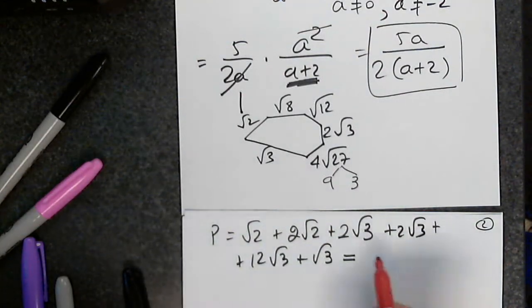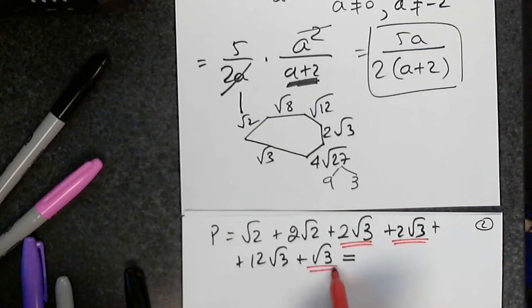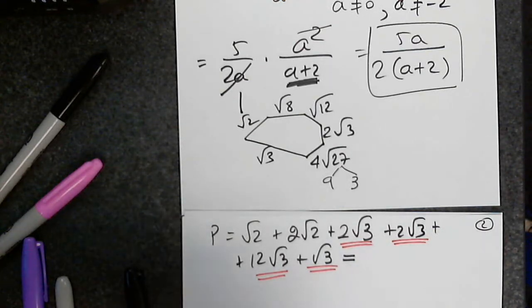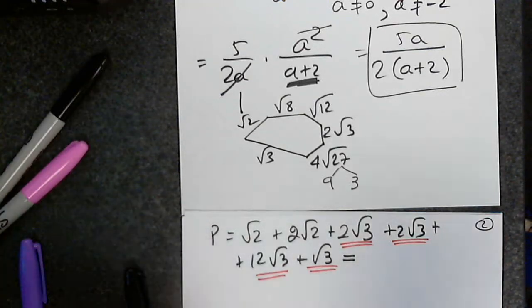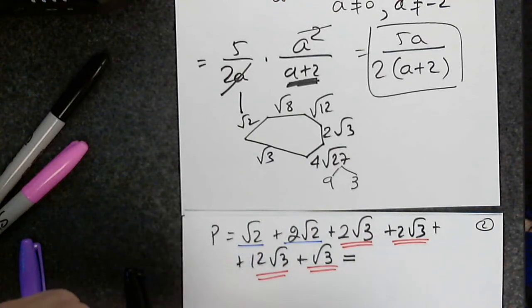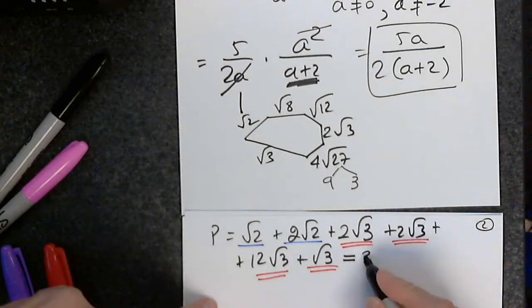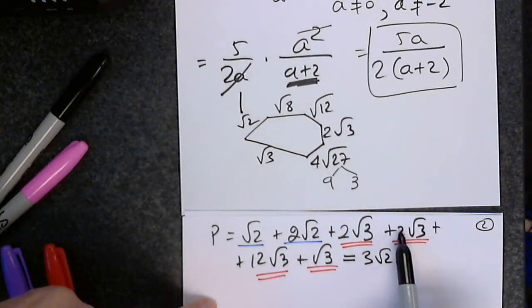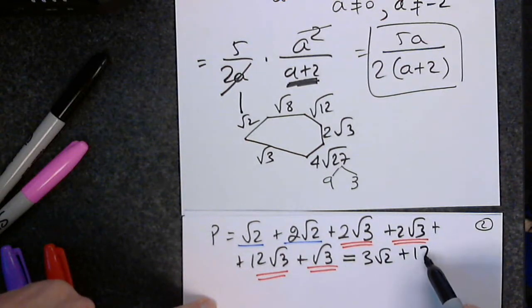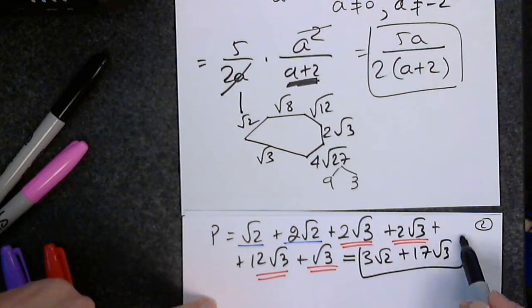So I realized that these are like radicals, and these are like radicals. So therefore, the simplified form will be 3 the square root of 2, plus 2 plus 2 is 4, plus 1 is 5, plus 12 is 17, 17 the square root of 3.